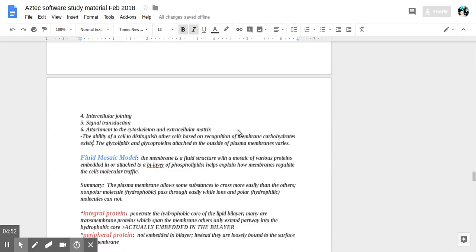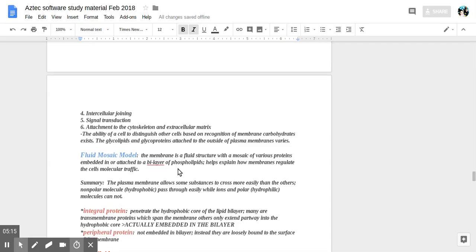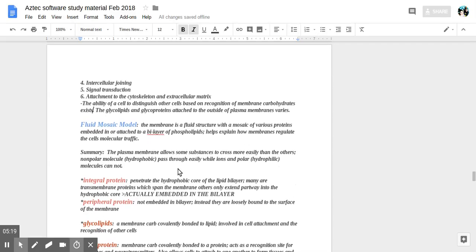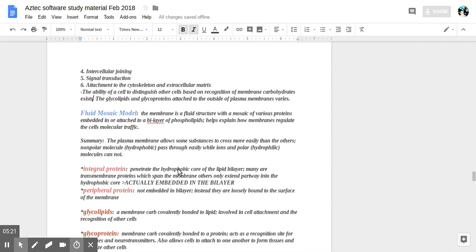The fluid mosaic model is showing the membrane as a fluid structure with various proteins either embedded inside, like the integral proteins, or attached to the bilayer, like the peripheral proteins, to the phospholipid bilayer. This model explains how membranes regulate cells' molecular traffic.